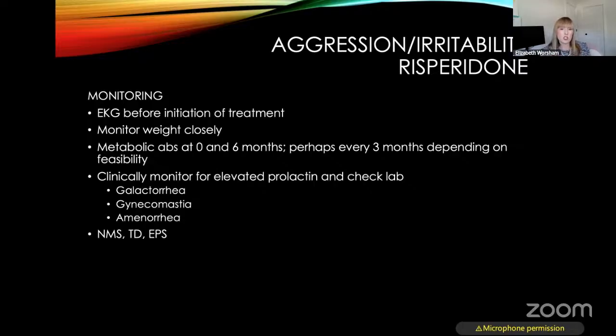An EKG should be done before you start treatment. It can prolong the QT interval in a heart rhythm strip. It's quite rare to have QT prolongation, but it's prudent as a start point, just so we know if things change in the future. You've got to monitor weight closely, and you've got to monitor diet closely. Consider labs. Oh, it says abs. I wish it came with abs, but you should monitor the laboratories, like your blood sugar, your cholesterol, your lipids, every 3 to 6 months on this medicine.